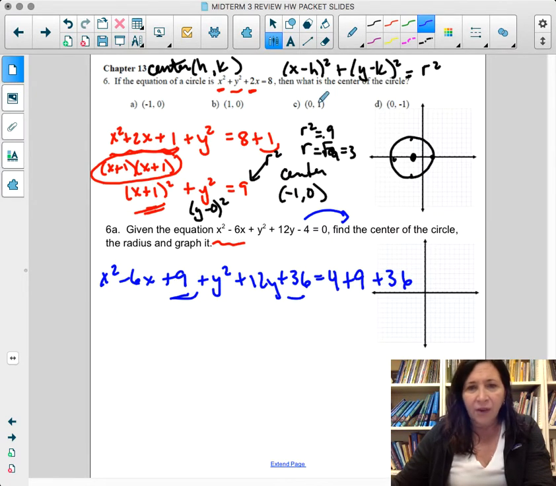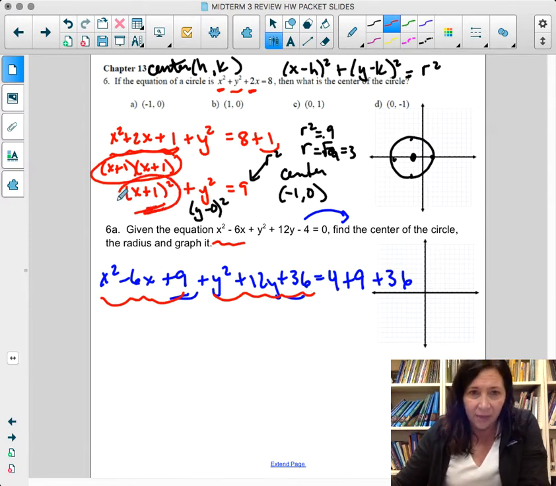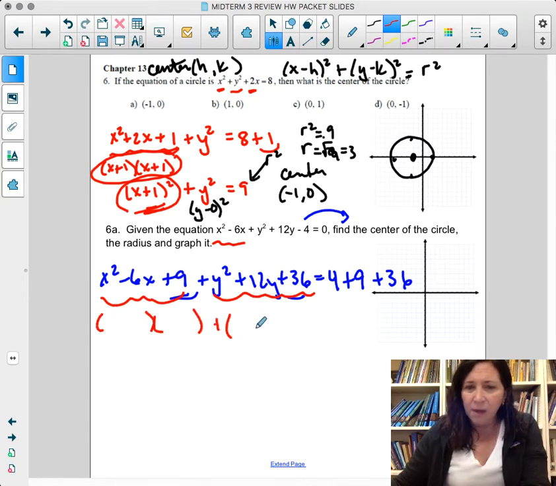So on the left side, I'm going to factor now. This needs to be factored, and this needs to be factored. And just remember that when you're factoring these perfect squares, they're going to look like this. Basically, the quantities are going to be exactly the same. A lot of people will go right to the next step.